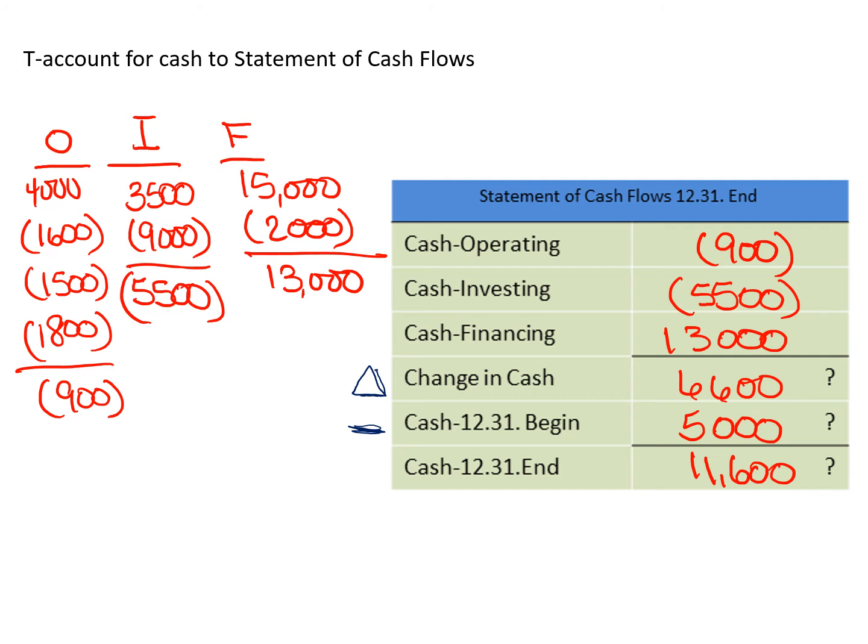Add that to the beginning cash, and wow, it comes out to be exactly what we have as our ending cash balance, $11,600. So that's how you prepare a direct cash flow statement. You look at all the cash transactions, sort them by operating, investing, and financing, and do a nice statement.